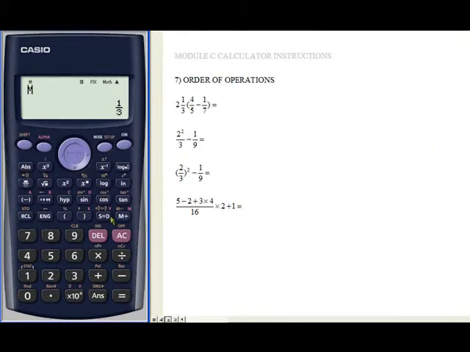Now let's do some order of operations things. So let's clear all this. Let's say 2 1/3 times the parentheses. So let's try that. Mixed number 1. Let's fill it out. 2. Right arrow, 1. Right arrow, 3. Right arrow. Now I have to multiply. Now put left parentheses. I have to get the fraction. Fraction. 4. Right arrow, 5.